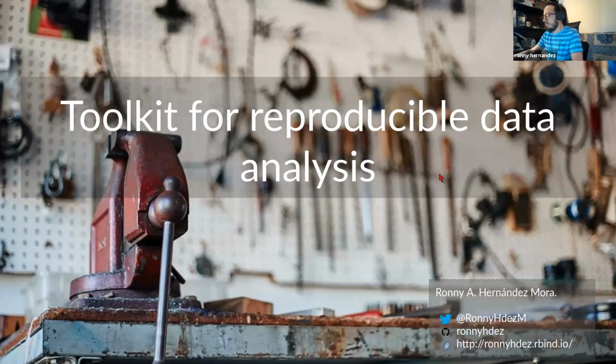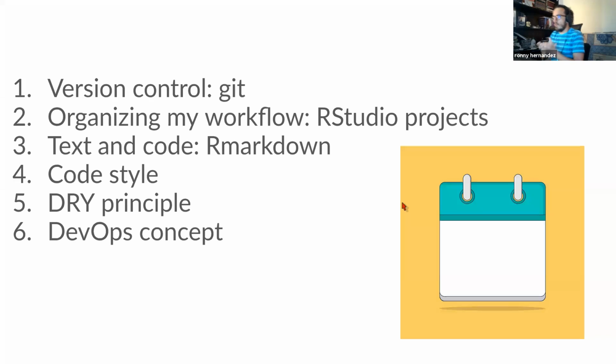Okay, so what we're going to see is what is version control with Git, how to organize my workflow, especially using RStudio projects. We are going to use R and RStudio. And text and code, how we can take advantage of R Markdown, what is code style, what is the DRY principle, and a little bit of the DevOps concept and how we can use it.